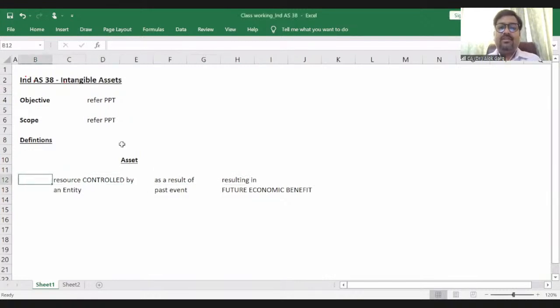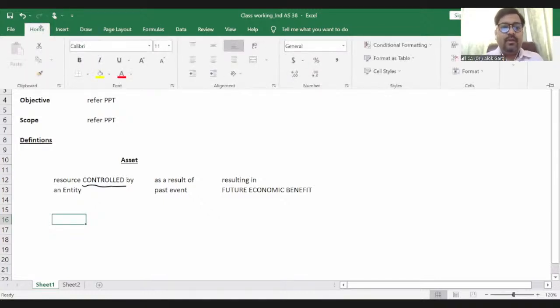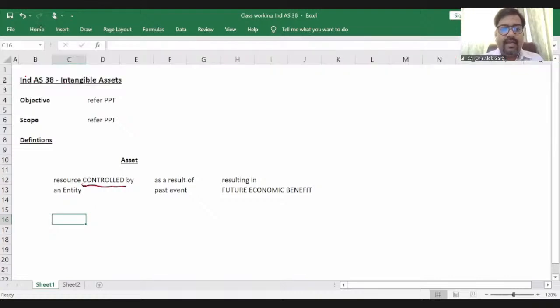So an asset is a resource controlled by an entity. You are right, controlled by an entity. Of course it is a resource. That is why it is giving a future economic benefit, right? So a resource controlled by an entity as a result of past event, resulting in future economic benefit, for which the future economic benefit is expected to flow.